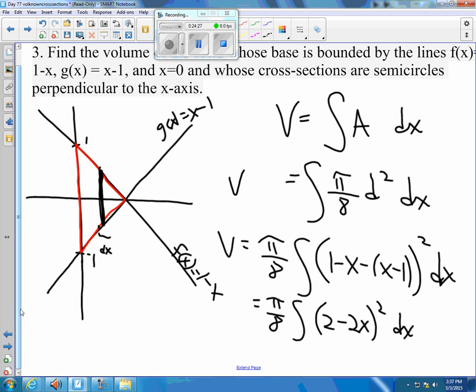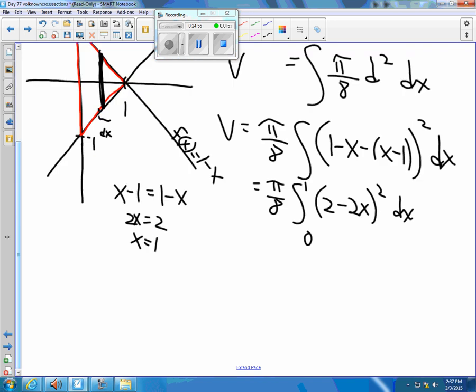Now we want to integrate this from left to right, from smallest x to greatest x. If you didn't see where the x value is where they intersect, you would have to actually set x minus 1 equal to 1 minus x and solve for x. We have 2x equals 2, so x equals 1. So our limits of integration, we'd add up these slices, starting at x equals 0, going up to x equals 1. Okay, now we got the setup, we just got to square this out.